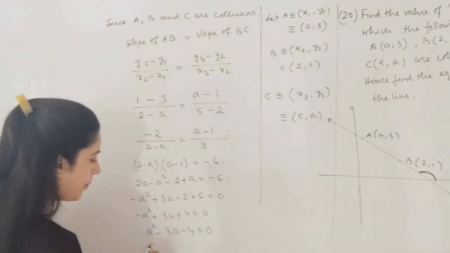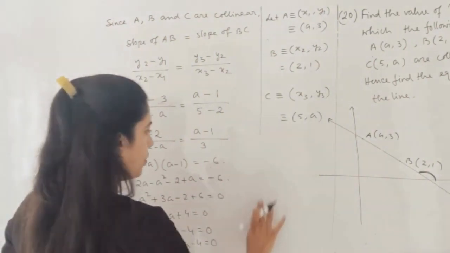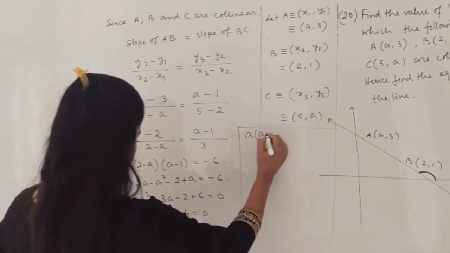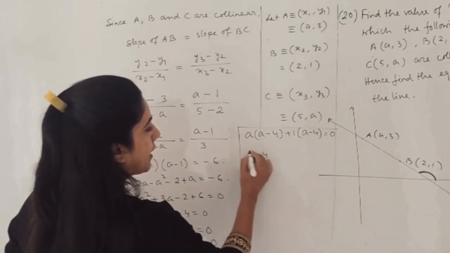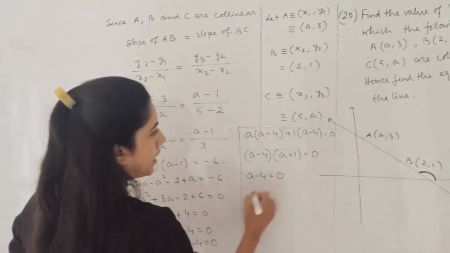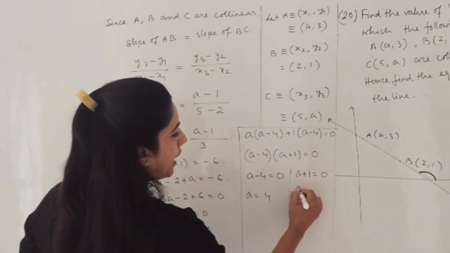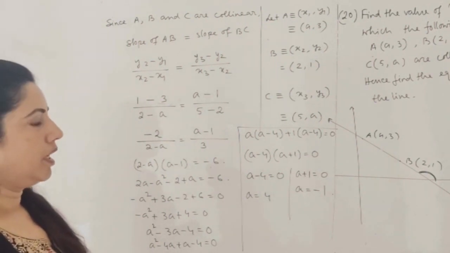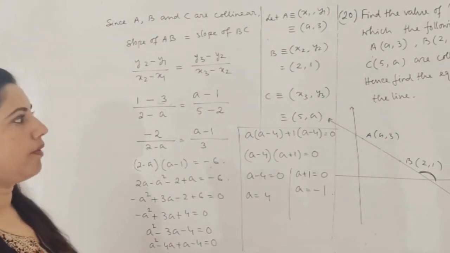Now split the middle term. A square minus 4a plus a minus 4 equal to 0. So I am getting, a is common, a minus 4, plus 1 common, a minus 4 equal to 0. Two factors are a minus 4 and a plus 1 equal to 0. So a minus 4 is 0, a is equal to 4, or a plus 1 is equal to 0, a is equal to minus 1. Okay. So either a will be 4 or a will be minus 1. We got the value of a.